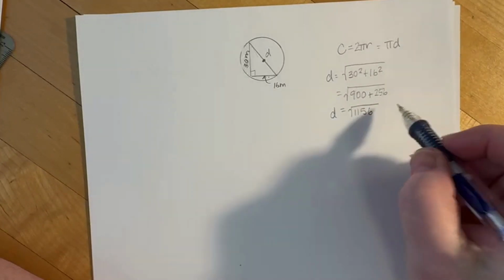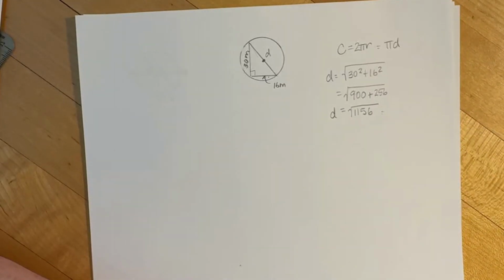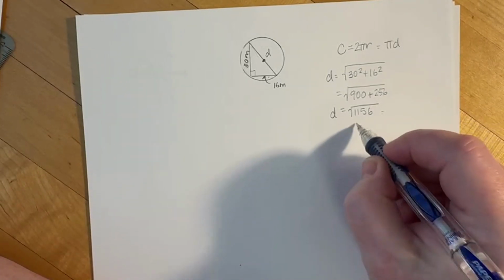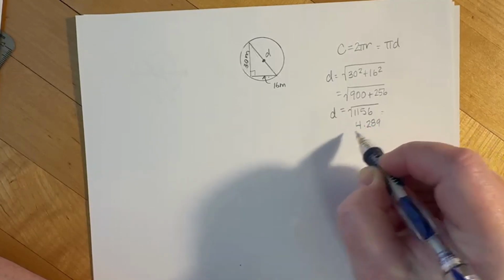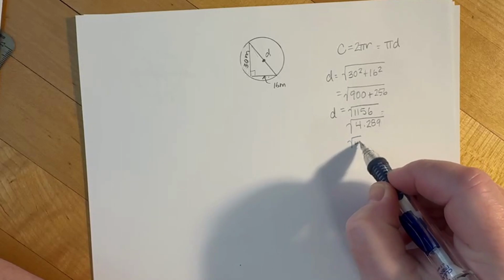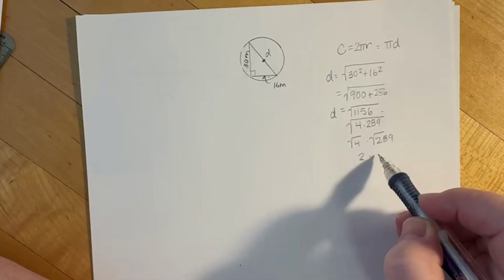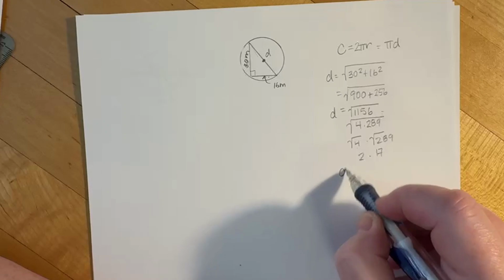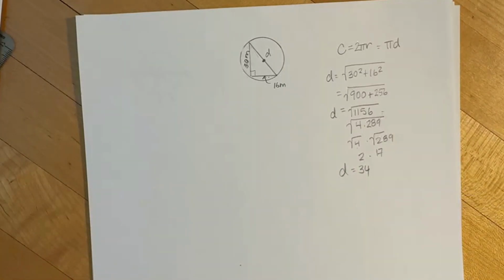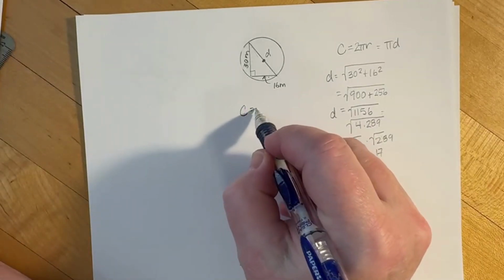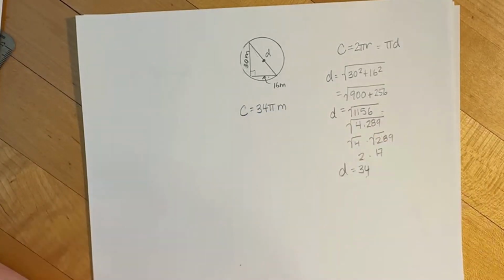So let's start taking numbers out of this. Is it divisible by 16? Nope. 1156, is it divisible by 64? Nope. 1156, is it divisible by 4? Yes. So this is 4 times 289. So that's the square root of 4 times the square root of 289. And this one's real fun because this is 2 and this is 17. So diameter is 34. Okay. So our circumference is 34 pi meters.